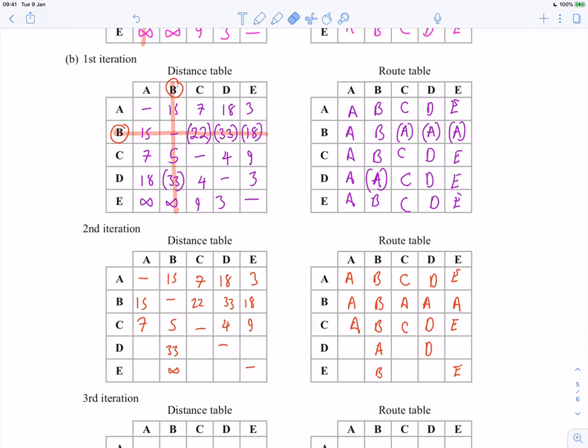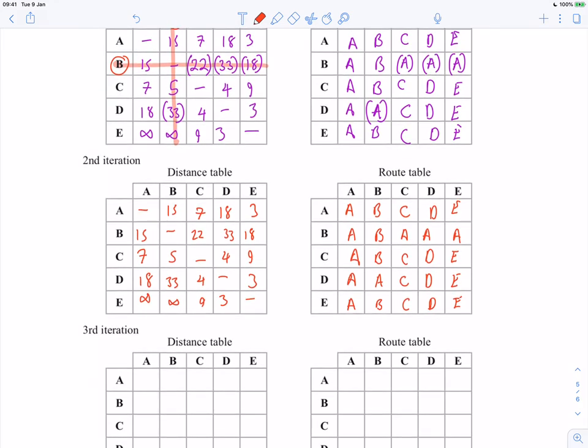Next row down. Since 33 is larger than everything else in this row, even when I add it to all these bits, they're not going to be smaller, so that row is going to stay the same as well. And then if you look at the bottom one, that's infinity, and you have the same thing again. Infinity plus stuff is not going to be smaller. So actually, in this iteration, nothing seemed to have happened. That's fine, we've just checked. So with that iteration, absolutely nothing was changed. And that may well be the case. Maybe looking at B wasn't particularly effective.